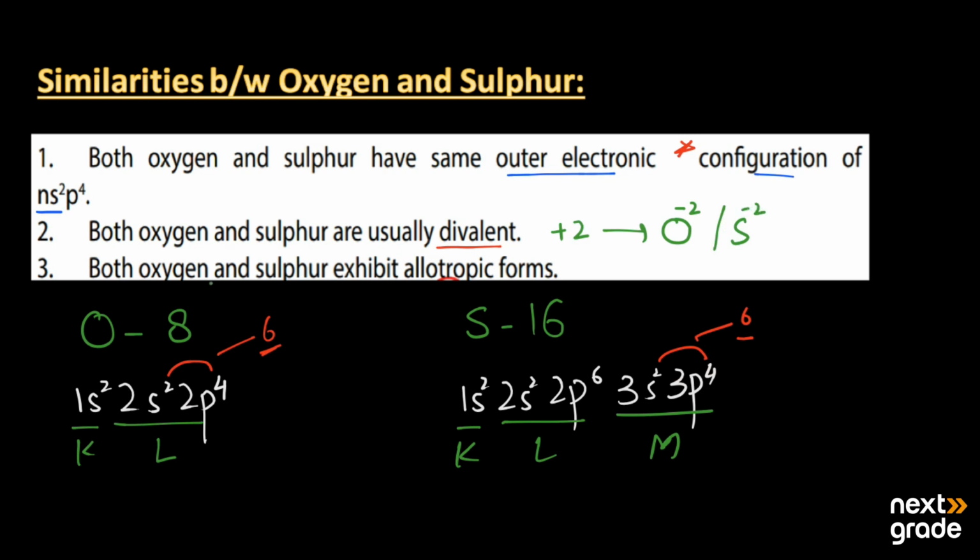On the other hand, both oxygen and sulfur exhibit allotropic forms. Sulfur and oxygen both have allotropes. Now, what is meant by allotropes? If an element can exist in two or more different forms, then these are called its allotropes, and this property is known as allotropy. So, allotropes of oxygen and sulfur are present in nature.